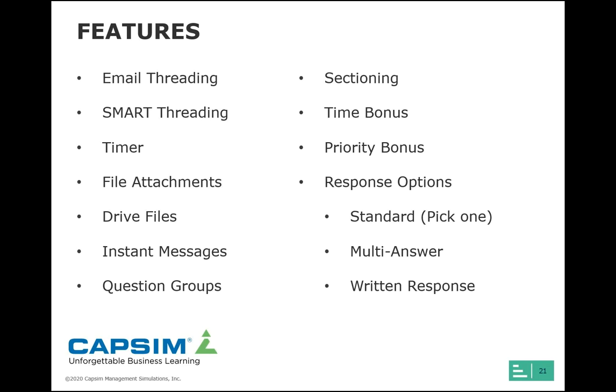I already hit on time and priority bonuses for emails, but the final thing we have is different response options. So during the walkthrough, we only focused on standard pick one multiple choice response, but we do also have the functionality for them to select multiple answers. Maybe 3 out of the 5 are correct, or what's most intriguing is the ability to write in written responses.